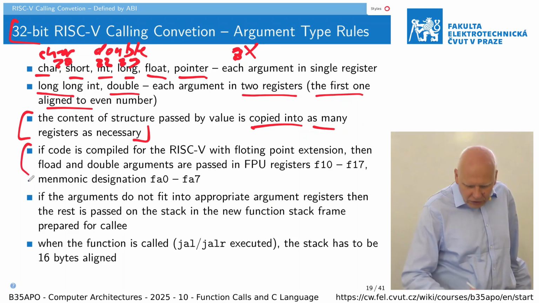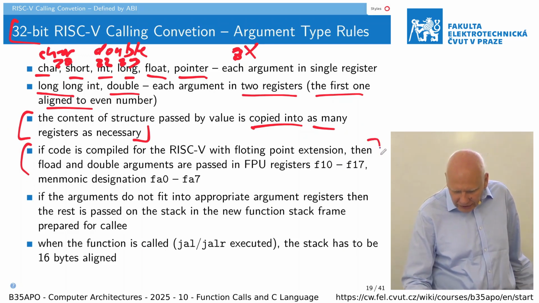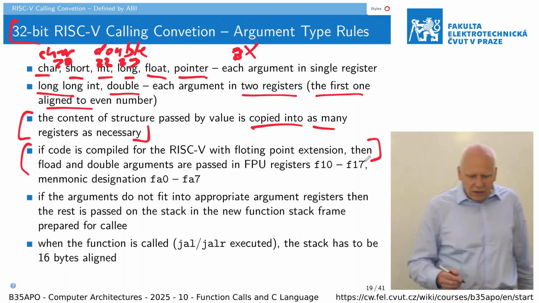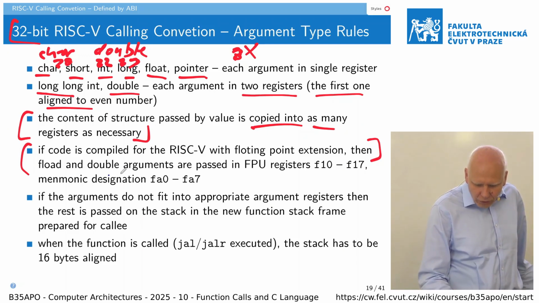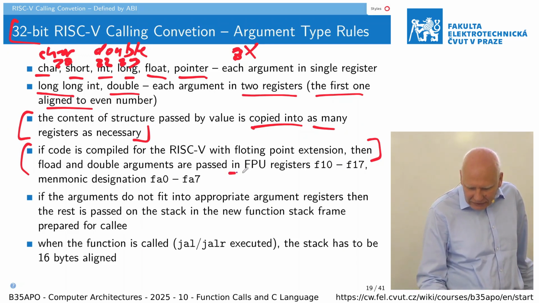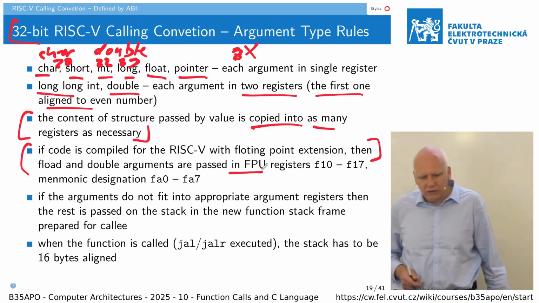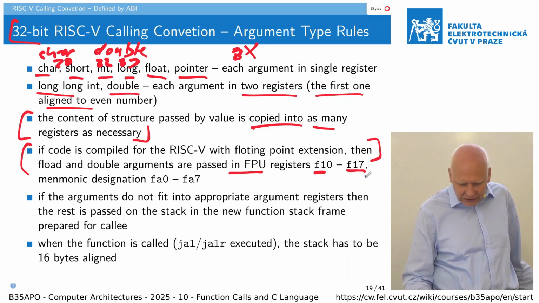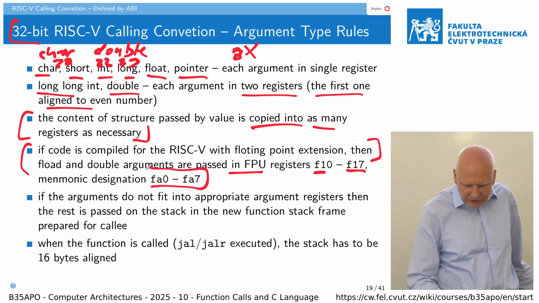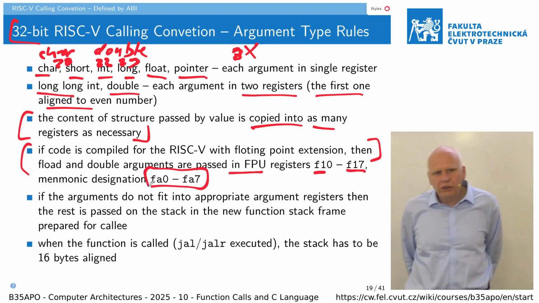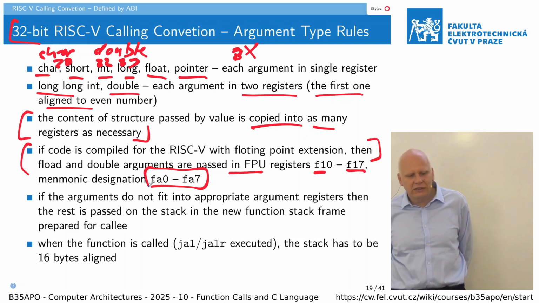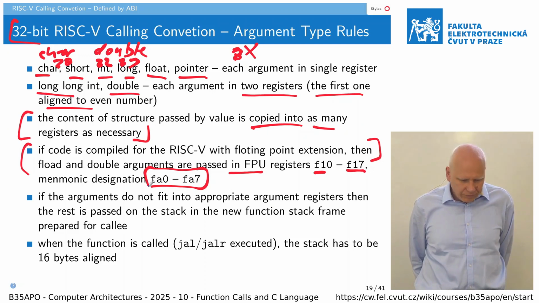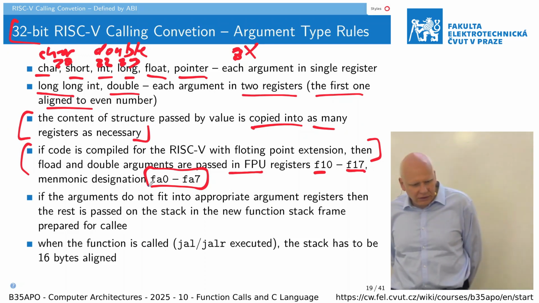If the code is compiled with the floating point extension for RISC-V, then float and double arguments are passed in the floating point unit. So registers F10 to F17 are used as the argument registers for the floating point operations. So in this case, you can have up to 8 operands even in the floating point.